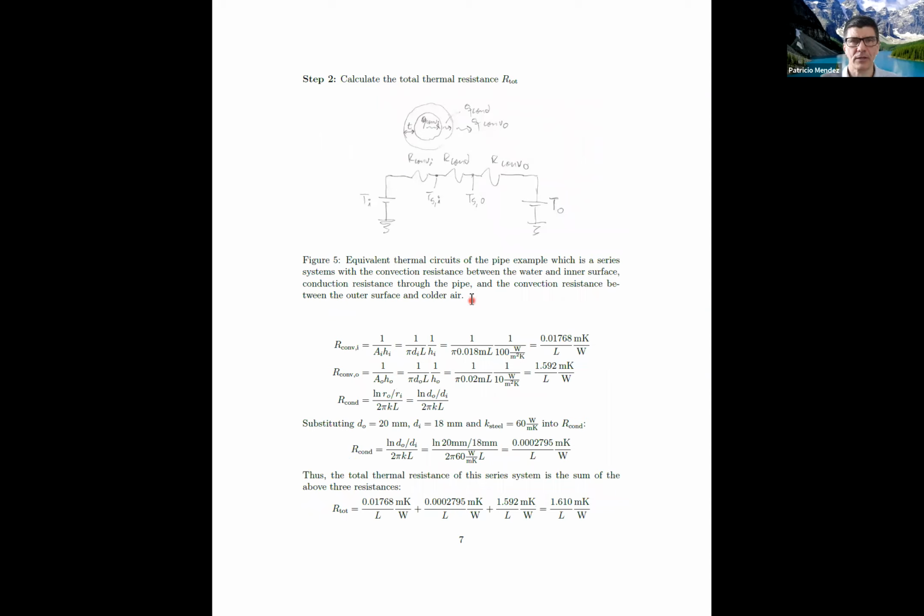Our equivalent circuit now, look at the beauty of this. Now we're using the concept of thermal resistance for something that is not only complex because we have forced convection of water and natural convection of air, but we also have convection through a non-Cartesian system. The complexity of this problem is enormous if you don't use the concept of thermal resistance. But we will use it, and it's not complex anymore.